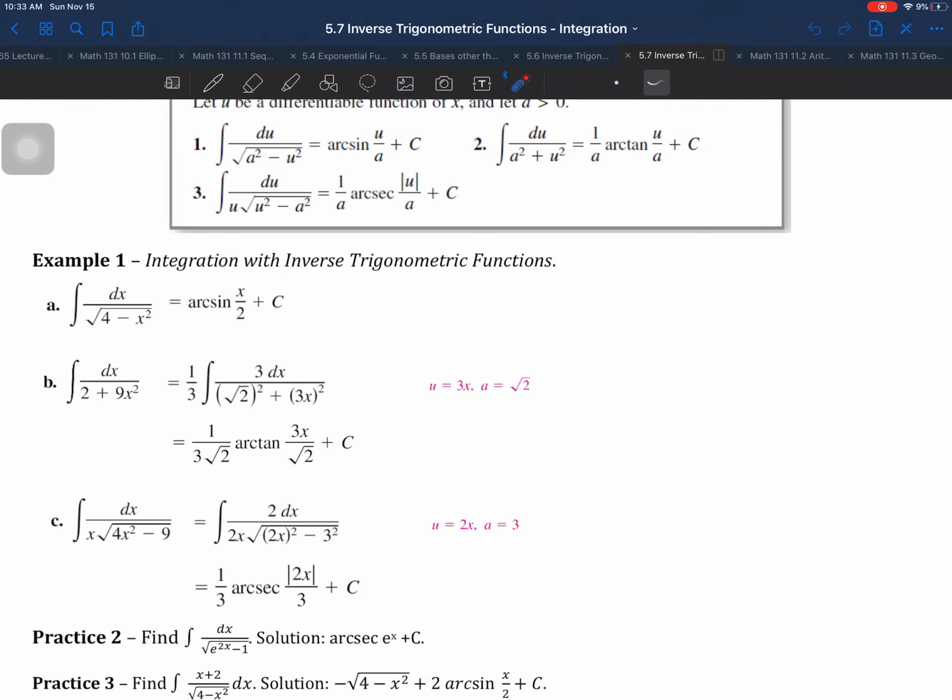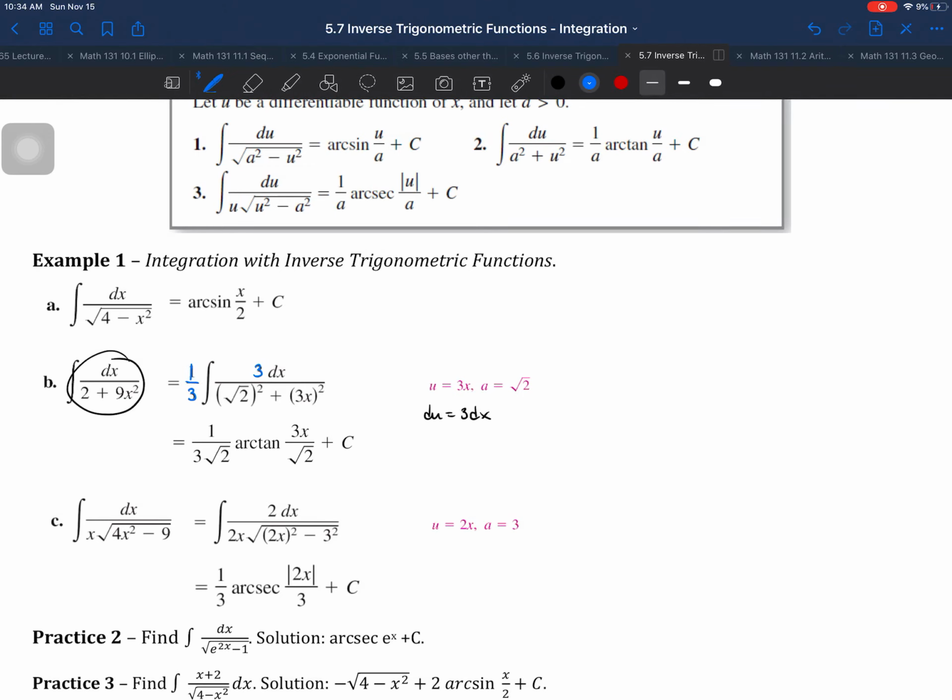So we're going to use u substitution. Let u be 3x, du will be 3 dx. So we're missing that 3 in here. We're going to multiply by 3 and divide by 3.